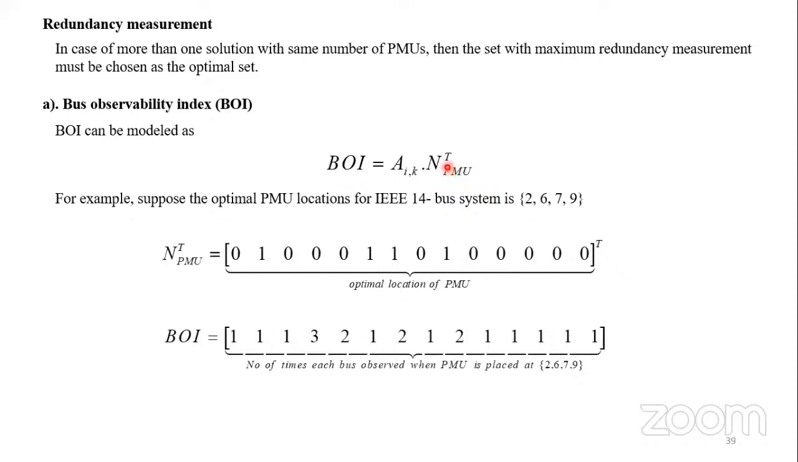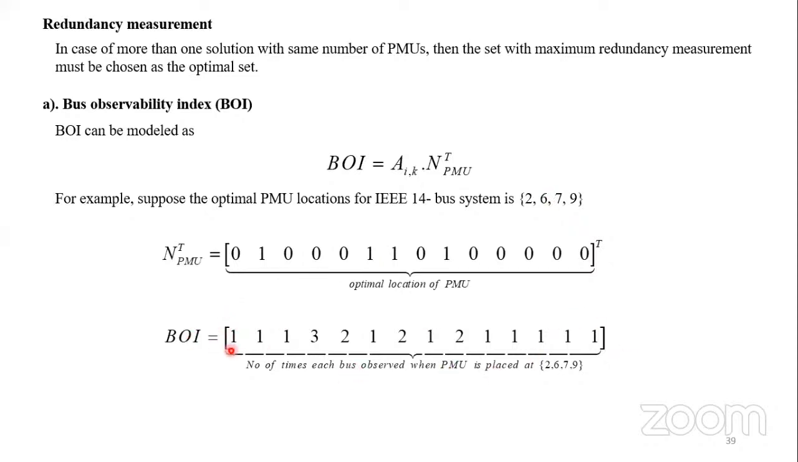If we multiply these two matrices, what will we find? We will find these values here, that is 1 1 1 3 2 1 2 1 2 and 5 ones. What is the meaning of it? This is showing bus number 1, bus number 2, 3, 4, 5, 6, 7, 8, 9, 10, 11, 12, 13, 14. It means that if we place PMU at locations 2, 6, 7, and 9, that is 4 locations, we can observe our network completely.